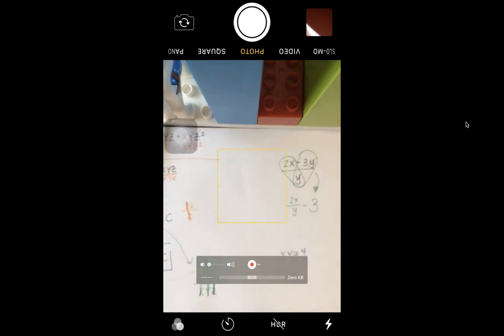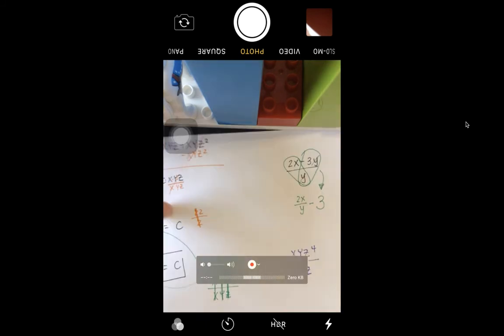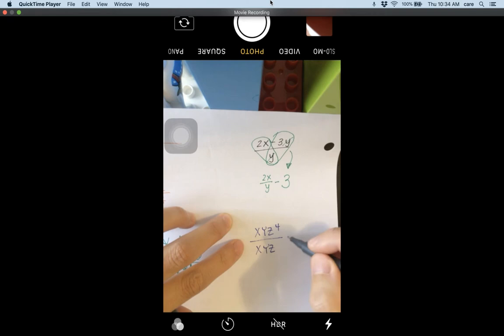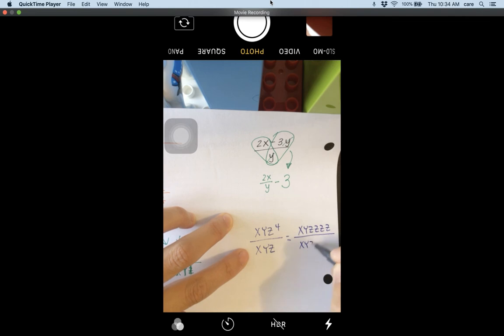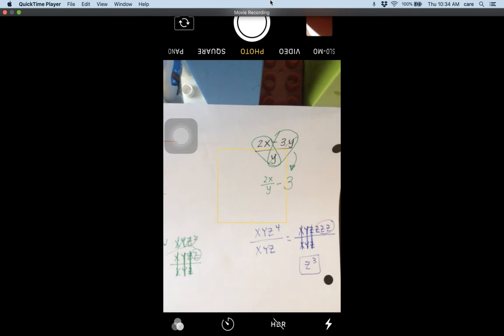So let me show you. Okay, so if I have this right here, isn't this the same thing as saying xyzzzz, because I have 4 of them, and this is xyz. So x divided by x is 1, y divided by y is 1, z divided by z is 1. How many do you have left over? 3. So you'd write your answer as that, because you still have 3 left over. Are there any other questions on that concept?